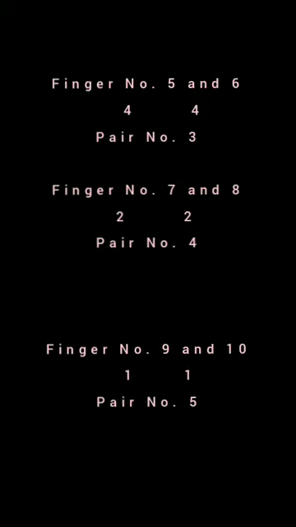Numerical values. Finger number 1 and 2 are pair number 1 with a value of 16. Finger number 3 and 4 are pair number 2 with a value of 8. Finger number 5 and 6 are pair number 3 with a value of 4. Finger number 7 and 8 are pair number 4 with a value of 2. Finger number 9 and 10 are pair number 5 with a value of 1. Since this is a primary classification, you need to look for a whorl pattern because it has a value.